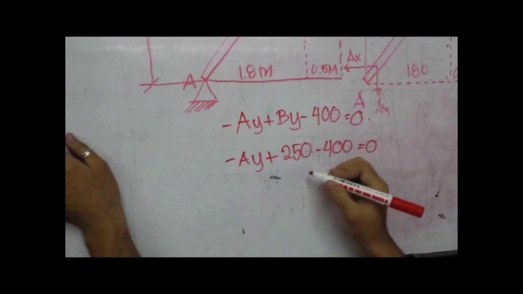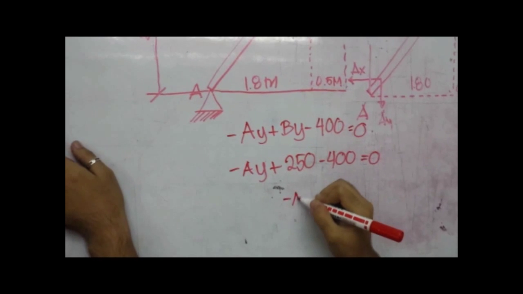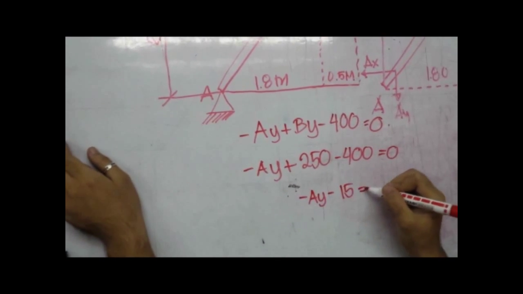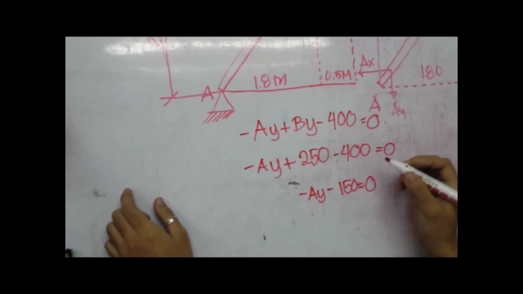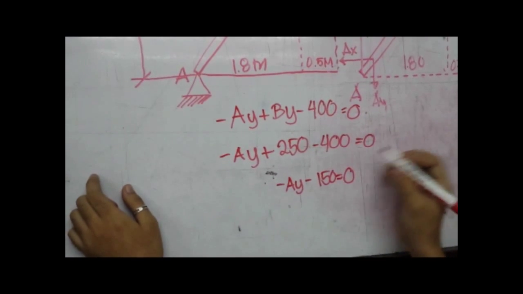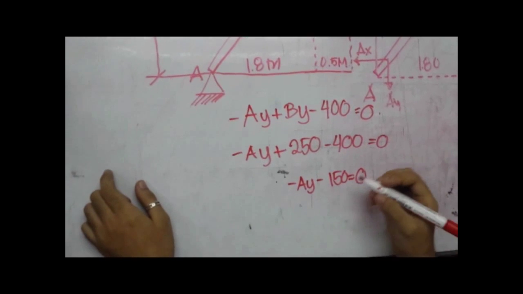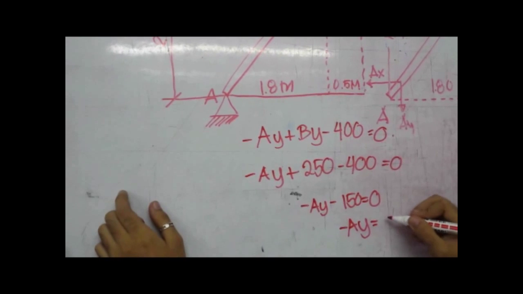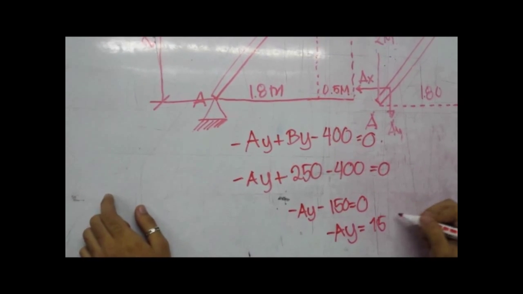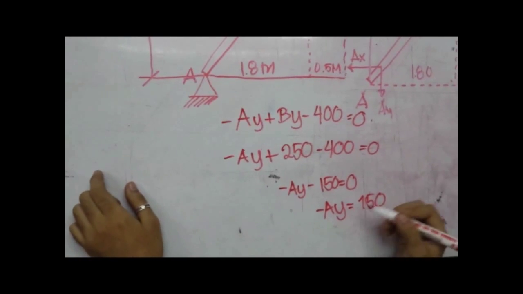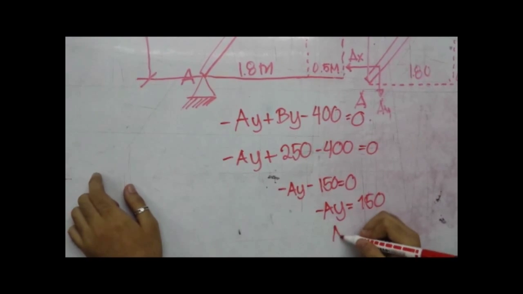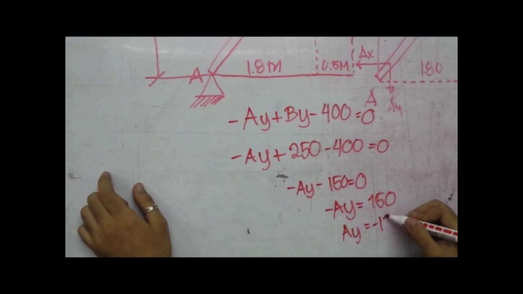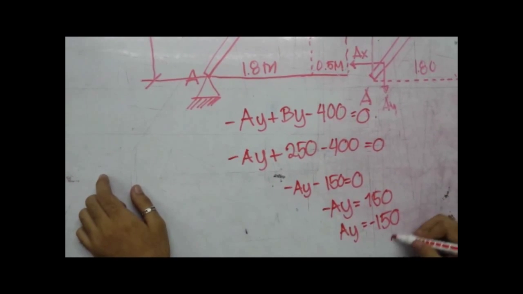Then simplify: negative Ay minus 150 is equal to 0. And then put 150 on the other side to get the value of Ay. So negative Ay is equal to 150. And since Ay is negative, let's make it positive. Then Ay is equal to negative 150. And that is the value of Ay.